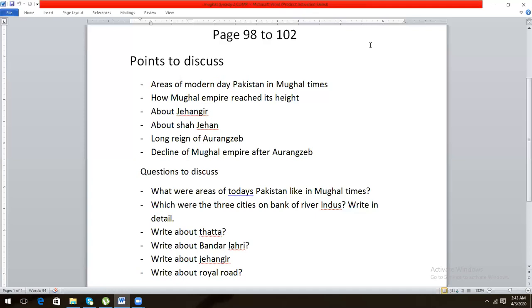It was from page 98 to 102, the Mughal Dynasty 2. We have discussed, students, these points. Please, I hope you will note those points and be able to do the questions.